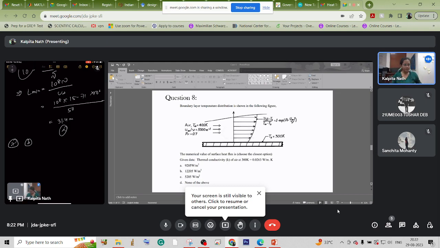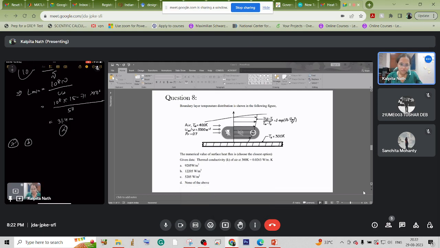Has anyone solved it? Hello? Anyone solved? Ma'am, the value is coming close to option C. Option C, no, not correct. I'm trying. Tell me what you have done.